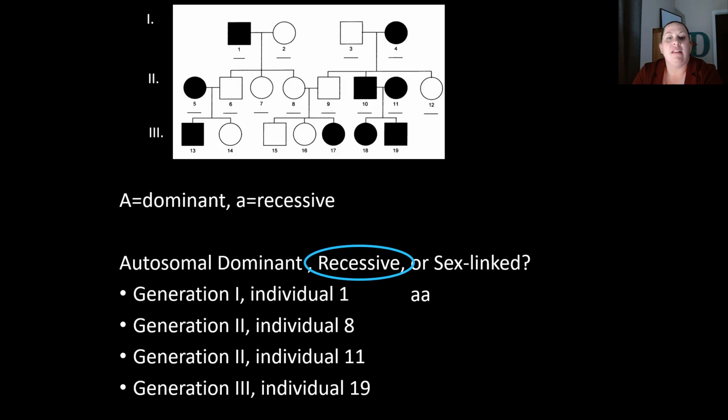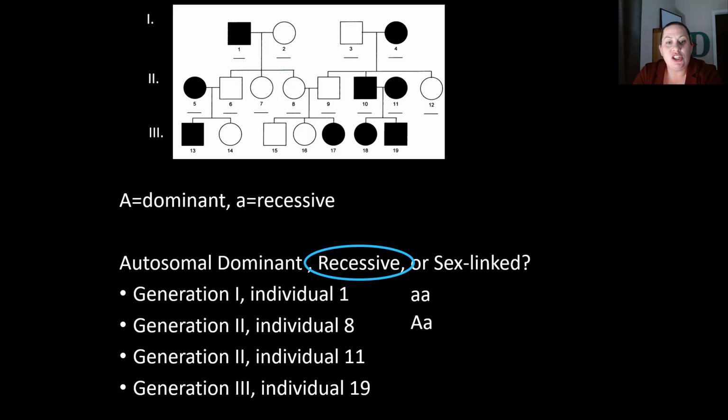Now let's look at generation 2, individual 8. This person is normal. This means they have to have at least 1 big A. But if you look up at who her dad was, individual 1 from generation 1, she got 1 little a from him. Also, one of her kids is affected. So generation 2, individual 8 is big A, little a.